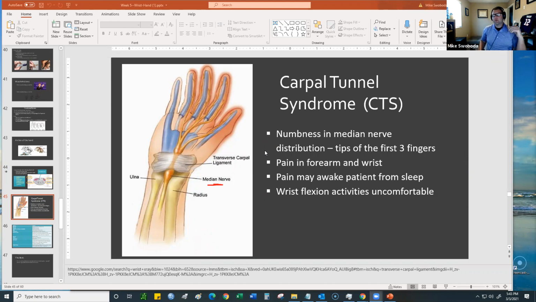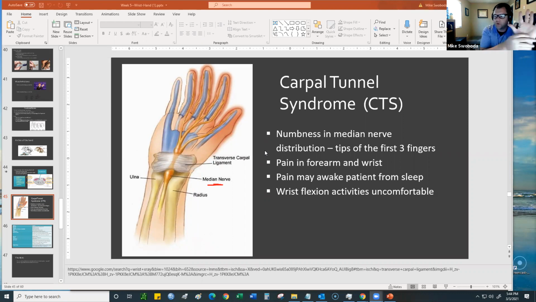Now, remember your nerves in your upper extremity. Start with your axillary nerve, comes down to your elbow, splits into 3. We have your radial nerve going down your thumb side. You have your median nerve bisecting the forearm, ulnar nerve going pinky side.